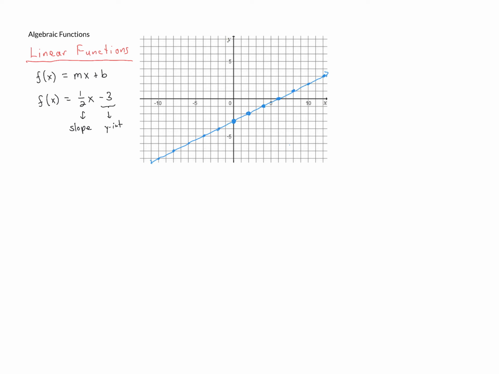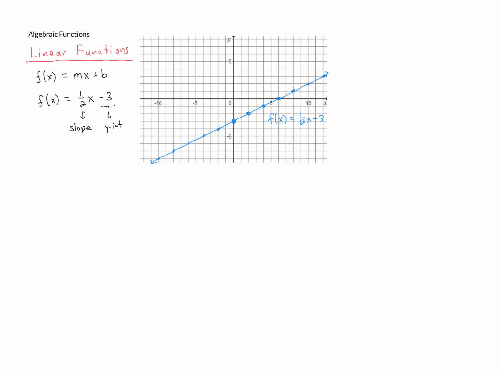And honestly, that is not bad of a drawing for me. Sometimes on the iPad it's a little bit difficult because it's slippery, but I am actually a little proud of that one. So this is the graph of the function f of x equals 1/2 x minus 3. You can see that it is a straight line, and this is true for all linear functions.